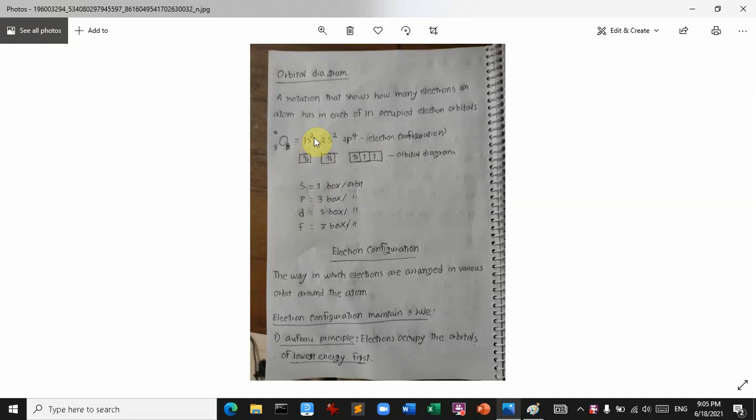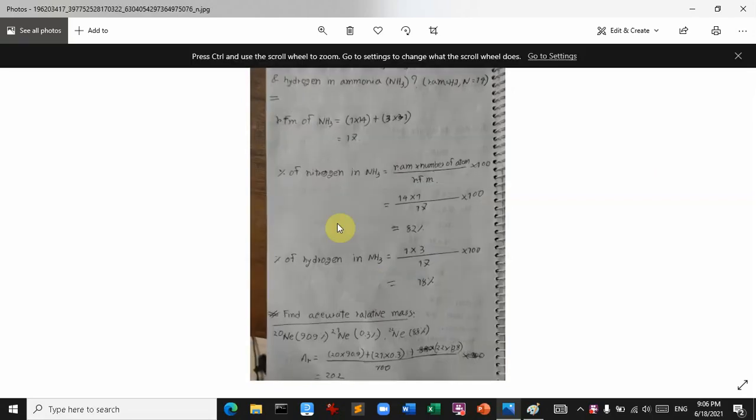S has a maximum of 2 electrons, and that's represented for oxygen, with 2 electrons in the first shell. 1s and 2s are the subshells. In the second shell, there are 2 electrons in the s suborbital and 4 electrons in the p suborbital. So in those S and P, we can say that in the second shell we have a total of 6 electrons. Now you can analyze the whole atom.